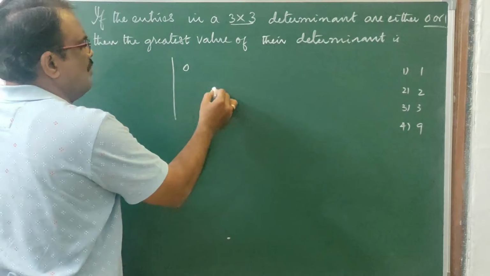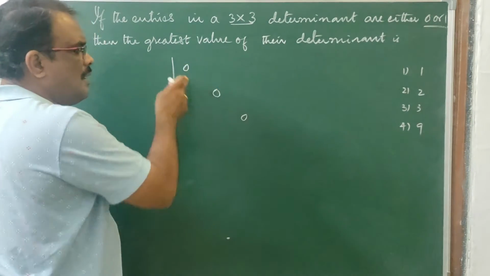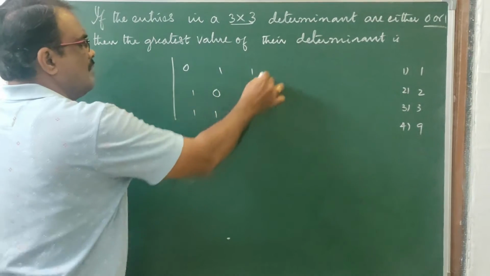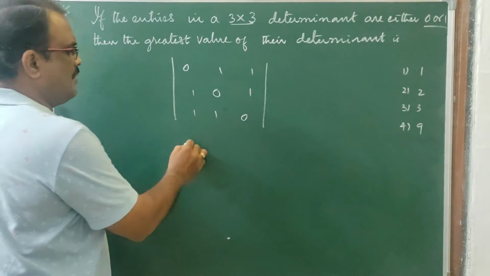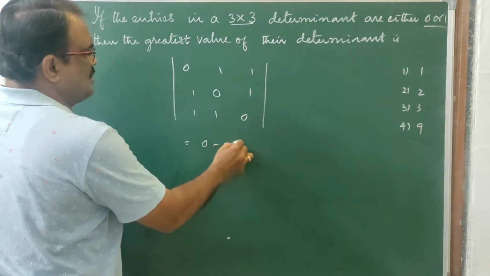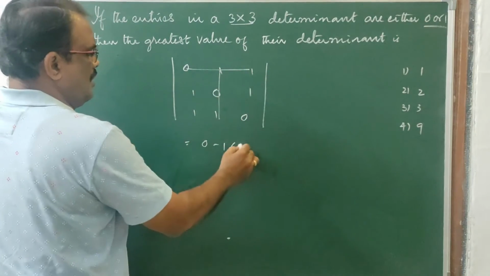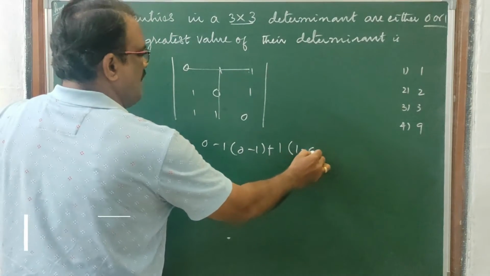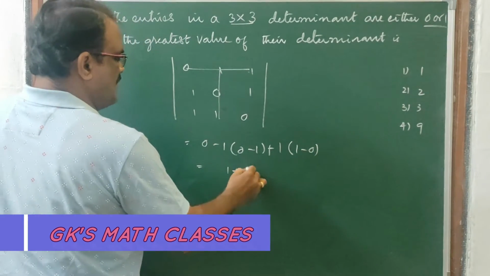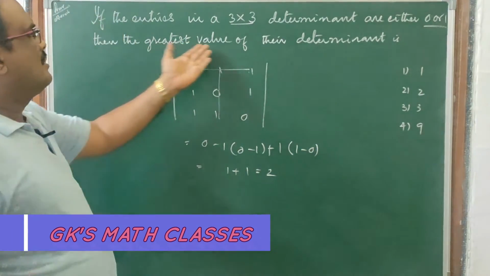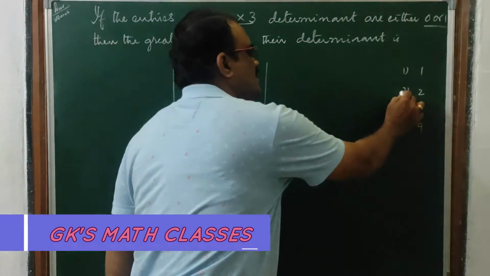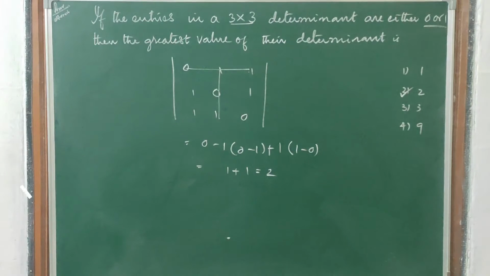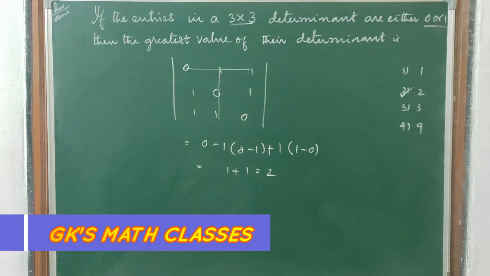So 0, 0, 0, principal diagonal 0. In the remaining places you keep 1. Find the value of the determinant. 0 minus 1 into 0 minus 1, plus 1 into 1 minus 0. So 1 plus 1. So the greatest value of the determinant will be 2. That is the way of finding the determinant when 2 entries are given.